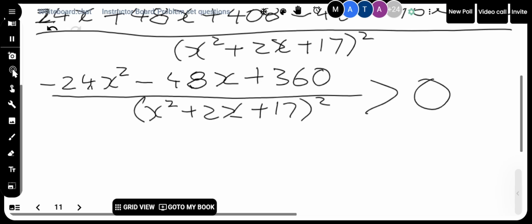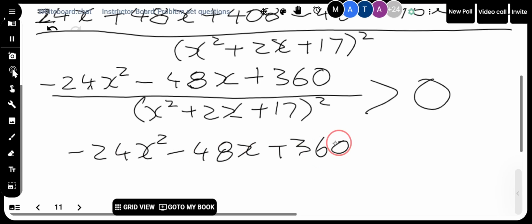So let's go back to your work with polynomials in advanced functions. Really what we're asking is this: where is minus 24x squared minus 48x plus 360 greater than 0? Not greater than or equal to 0, by the way. If you're equal to 0, it means that you are not positive, you are 0. We're asking for where it's positive. 0 is neither positive nor negative. So this has to be positive.